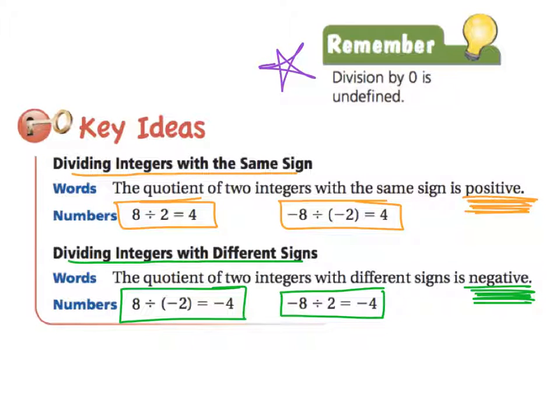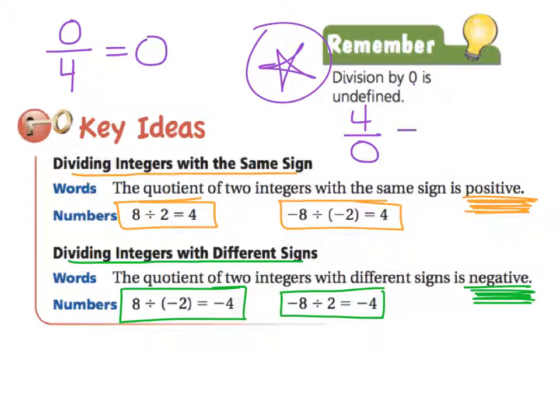Now here's what's super important. Division by 0 is undefined. So 0 divided by 4 equals 0. But 4 divided by 0 is undefined. It does not exist, okay? Make sure you understand the difference between when 0 divided by 4 equals 0, 4 divided by 0 does not exist. So keep this in mind as you move forward.